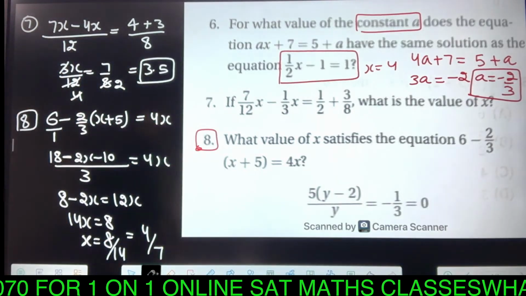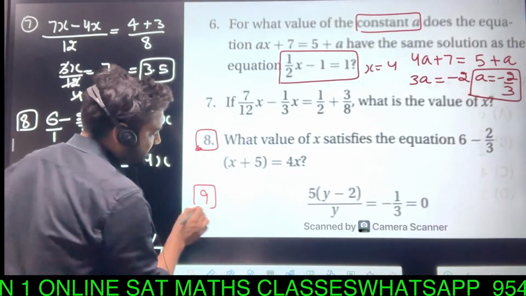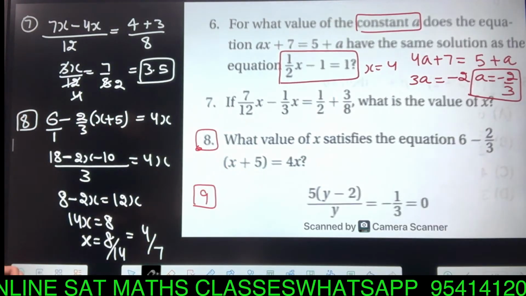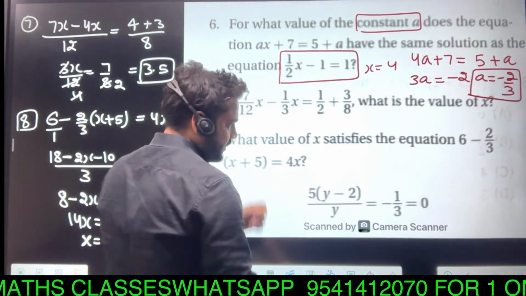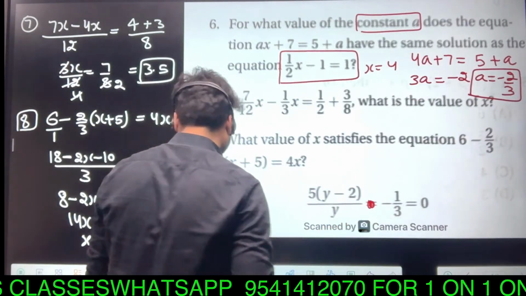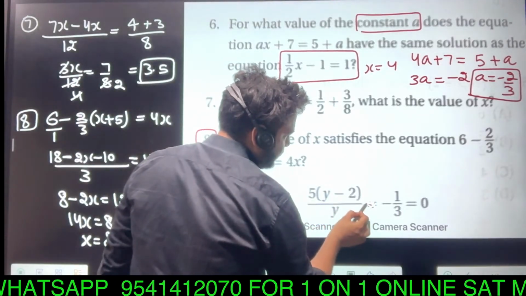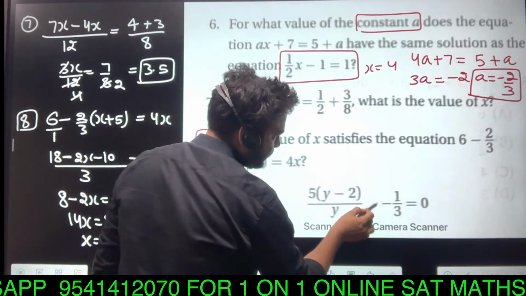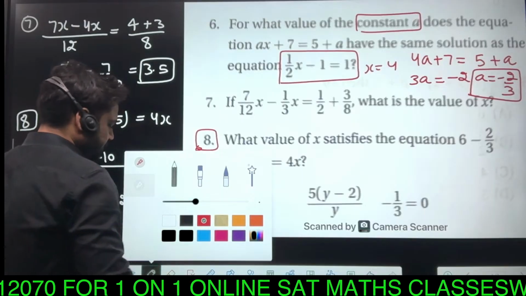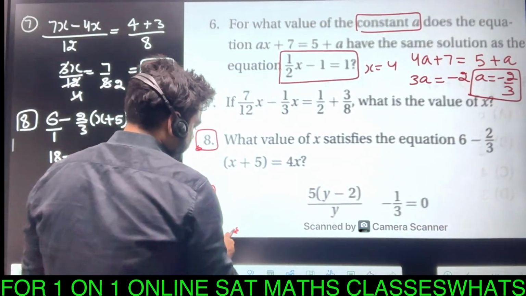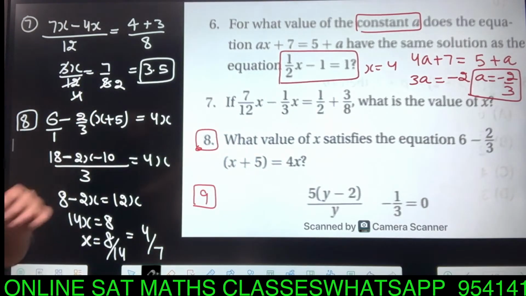The 8th question we have solved. This is question number 9. In question number 9 we have a little typing error, and in the book there will be no equal sign. So let's first remove the equal sign. Now you can solve this question.